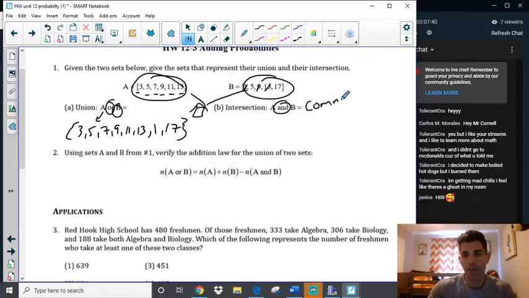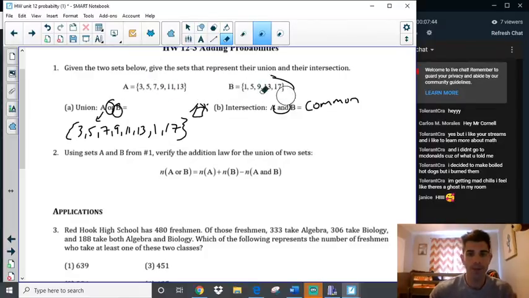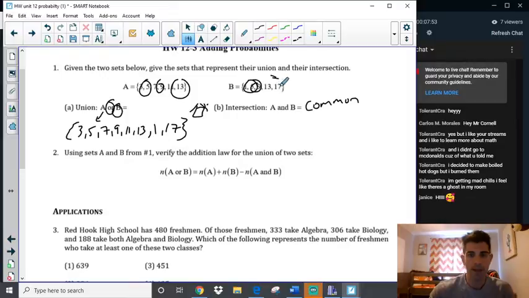Intersection, that's in common. So all I want to know here is what is in common between A and B. We were just going to look at that before. They both have a 5, they both have a 9, and they both have a 13. So that's the intersection.